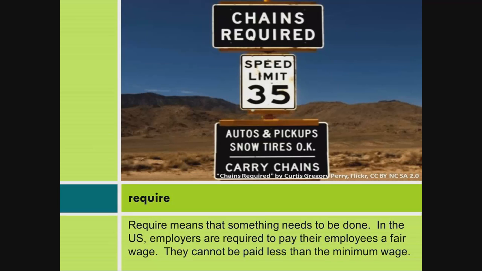Require. Require means that something needs to be done. In the U.S., employers are required to pay their employees a fair wage. They cannot be paid less than the minimum wage.